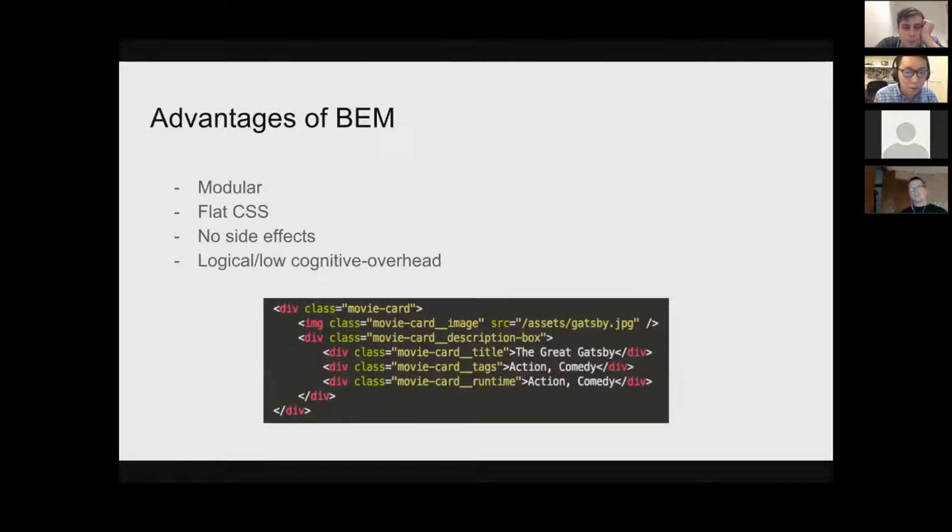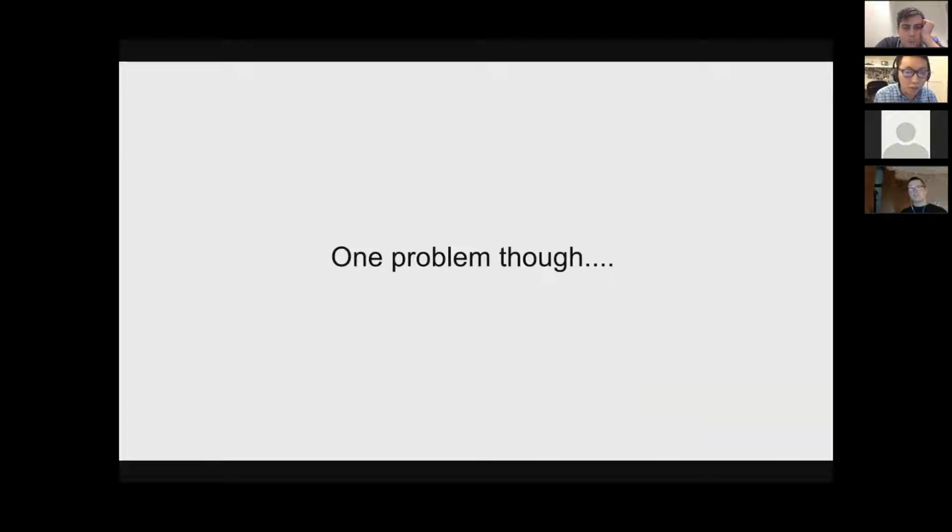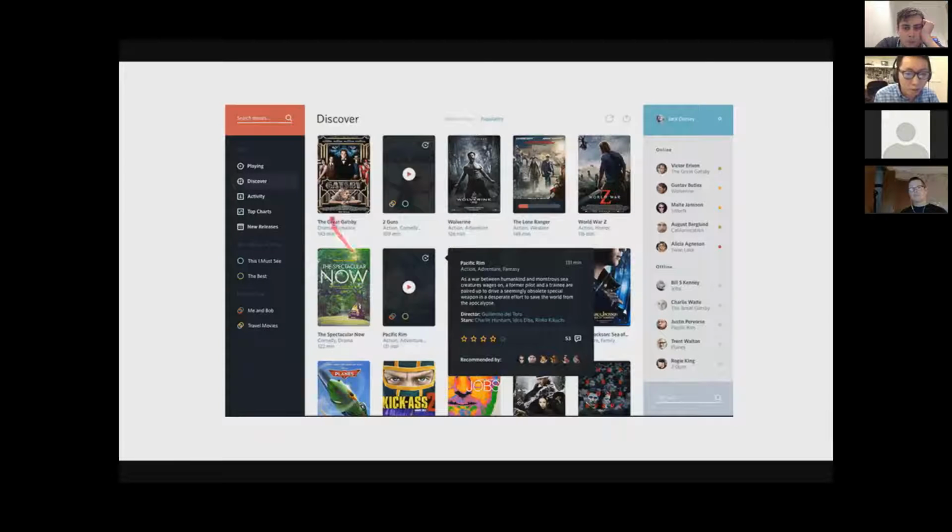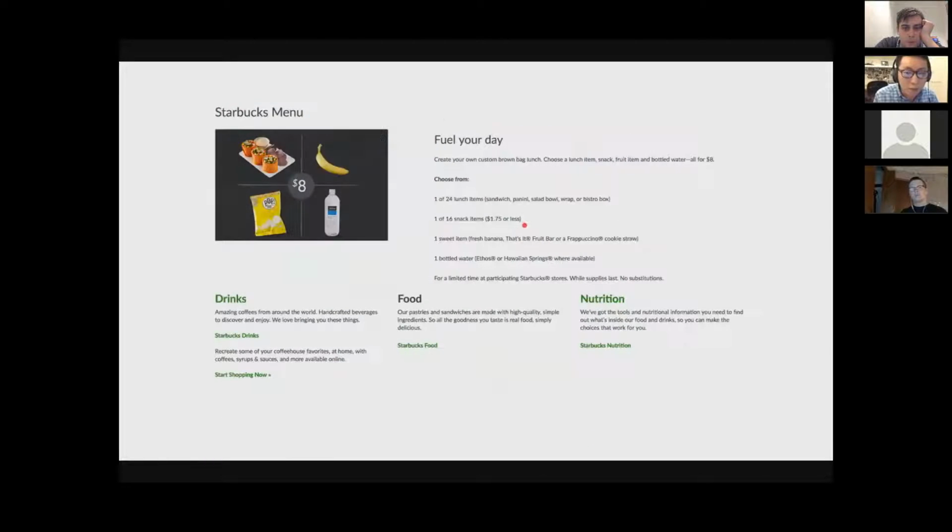Okay, so this is all really well and good, but there is one problem though. This is really good for building interfaces, but what happens if you run into this? So this I just pulled from Starbucks' website. What would you call this component, or this component, or this component, or this component, where everything is sort of similar, but just a little bit different? The layout's just a little bit different.